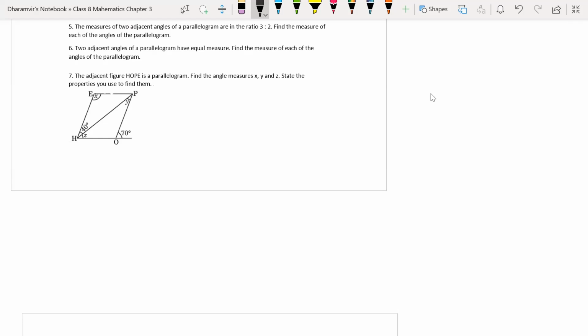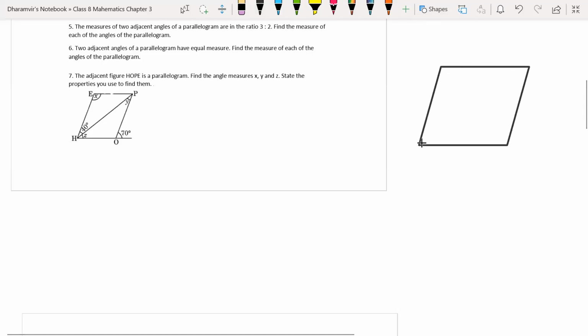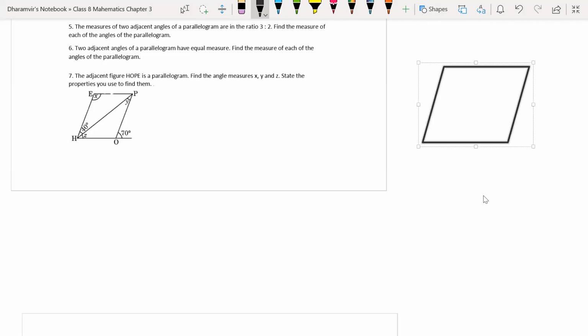Question 5 states that the measures of two adjacent angles of a parallelogram are in the ratio 3:2. Find the measures of each of the angles of the parallelogram. Okay. So adjacent angles of a parallelogram are in ratio 3:2. First of all, let's draw a parallelogram. This is a parallelogram.